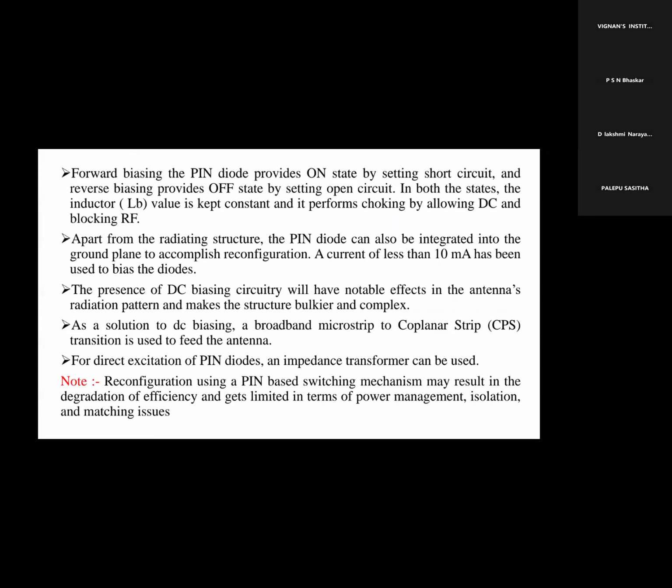Apart from the radiating structure, a PIN diode can also be integrated into the ground plane to accomplish the reconfiguration. So we can place the PIN diode on the patch, or we can place a PIN diode on the ground surface of your antenna. A current of less than 10 milliamperes is used to bias the diode. The presence of the DC biasing circuit will have a notable effect. A broadband microstrip to coplanar strip transition is used to feed the antenna. For direct excitation of the PIN diode, an impedance transformation can be used.